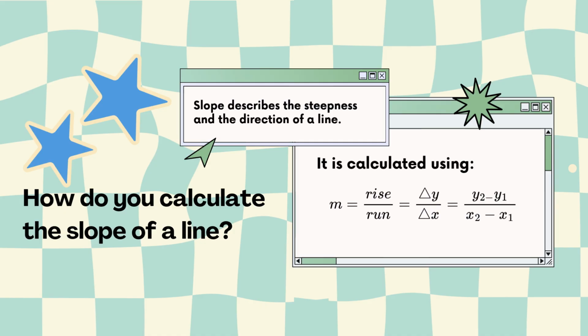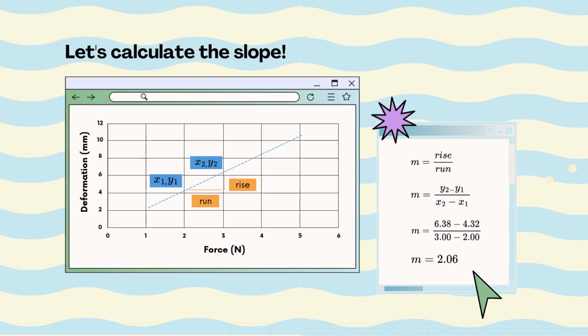How do you calculate the slope of a line? Slope describes the steepness and direction of a line. It is calculated using the formula rise over run, as you can see over on the right side. So let's calculate the slope. By using this formula that we just saw, you can calculate like this, so it's rise over run, and the answer will be 2.06.